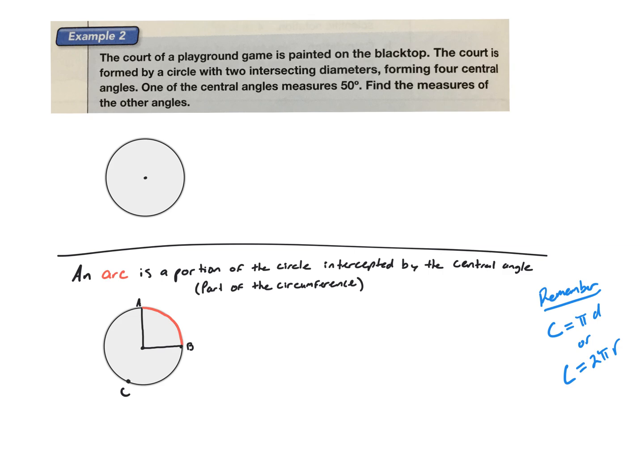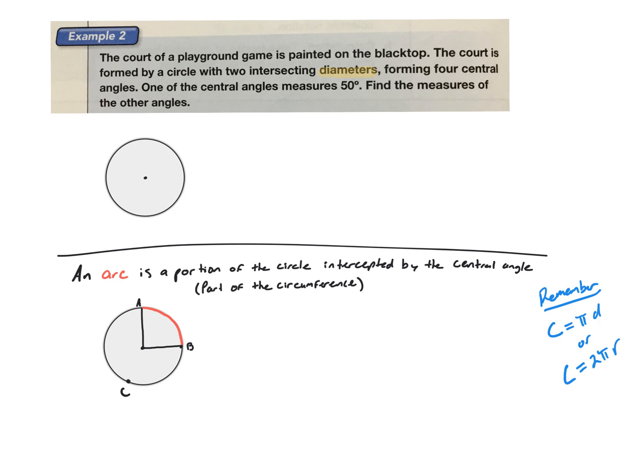Alright, for example 2, it says the court of a playground game is painted on the blacktop. The court is formed by a circle with 2 intersected diameters, forming 4 central angles. One of the central angles measures 50 degrees. Find the measure of the other angles. So that word diameters, I don't know if you realized whenever I said it, is an important word. Because remember, a diameter is a line that goes from side to side while passing through the center.